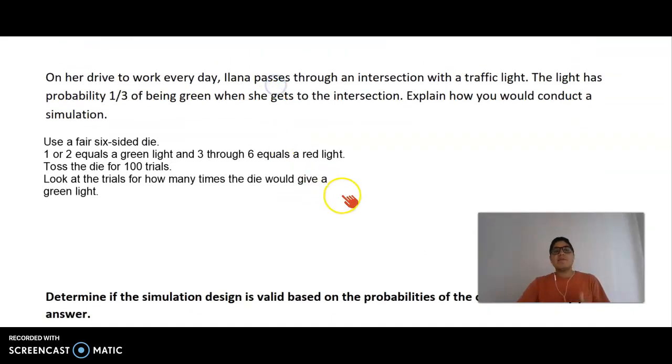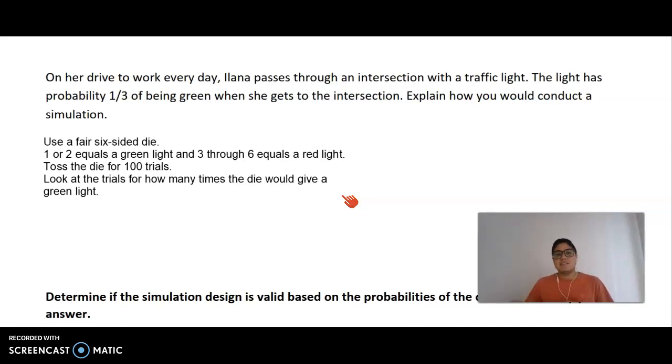Now here, in describing a simulation, on her drive to work each day, Alana passes an intersection with a traffic light, and we believe it's a 1/3 chance of being green. So I'm going to use a fair 6-sided die. I'm going to let a 1 or 2 equal a green light and a 3 through 6 equal a red light. And you can do any combination, as long as there's 2 that represent green and 4 that represent red, because of the way that a die models chance probability.